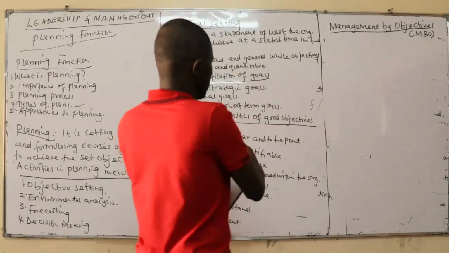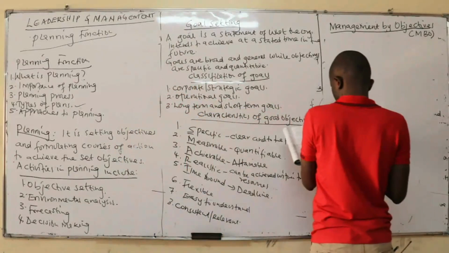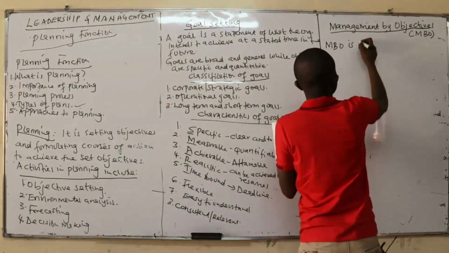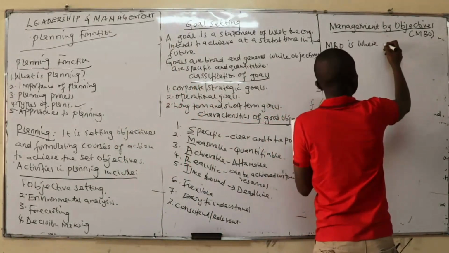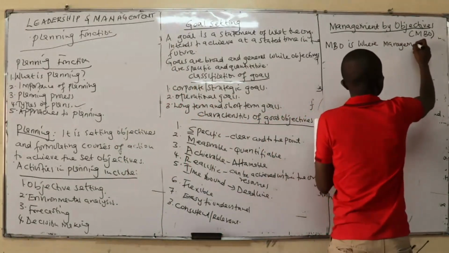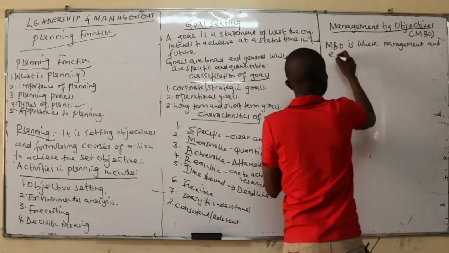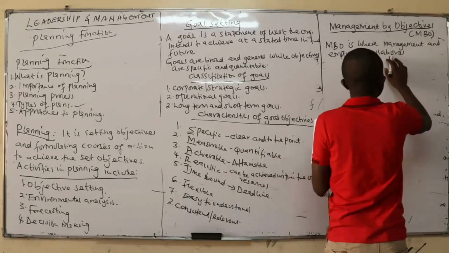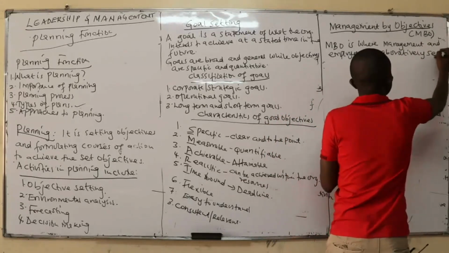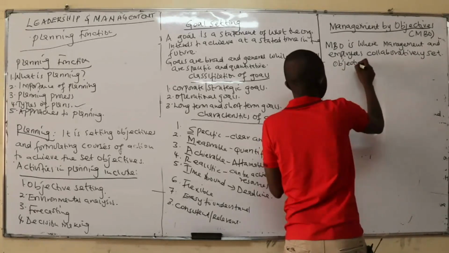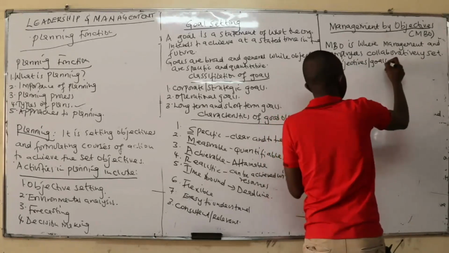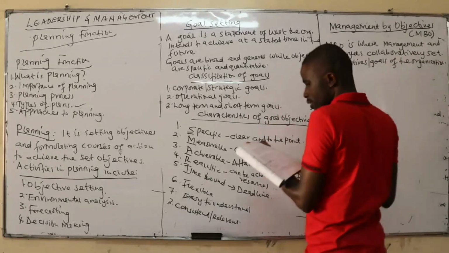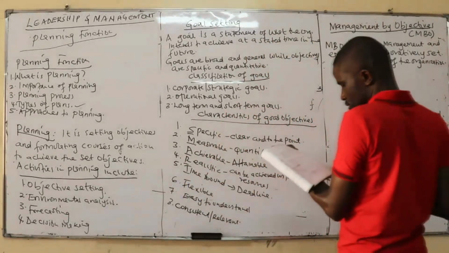So let's write what is management by objectives. MBO is where management and employees collaboratively set objectives or goals of the organization. So they collaboratively set goals and objectives of the organization.